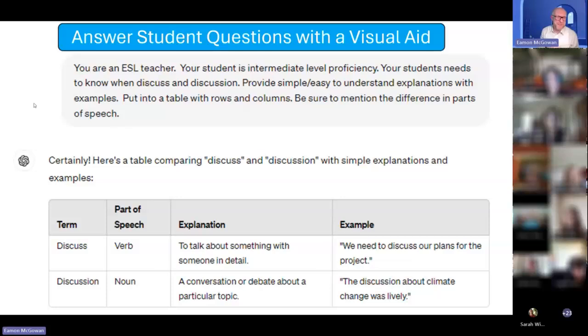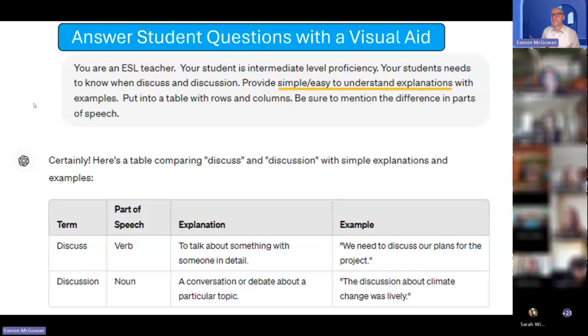Another way that I'm using it that I really appreciate is when students ask you really difficult grammar questions, which we all get, or even easier ones, but you just don't have the time in class, especially if you're teaching online because there's so many things happening. The other day, a student asked me about discussion, and we had just talked about it the day before, and the student was absent. So I decided to just really quickly go into ChatGPT and type up this prompt right here and get a chart for this student so they can see the difference between discuss and discussion.